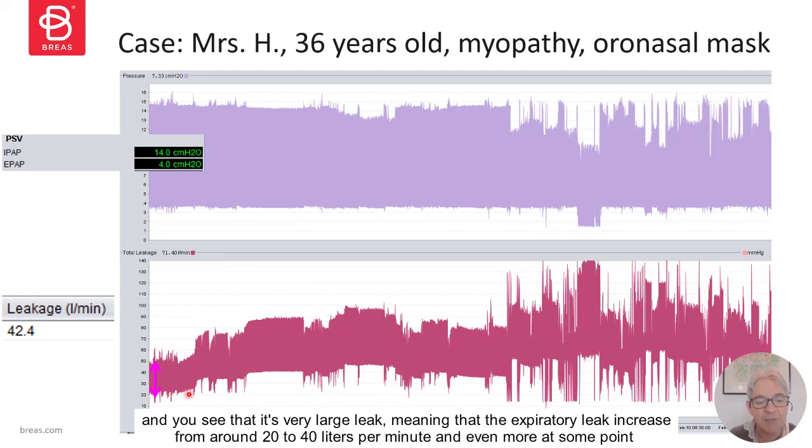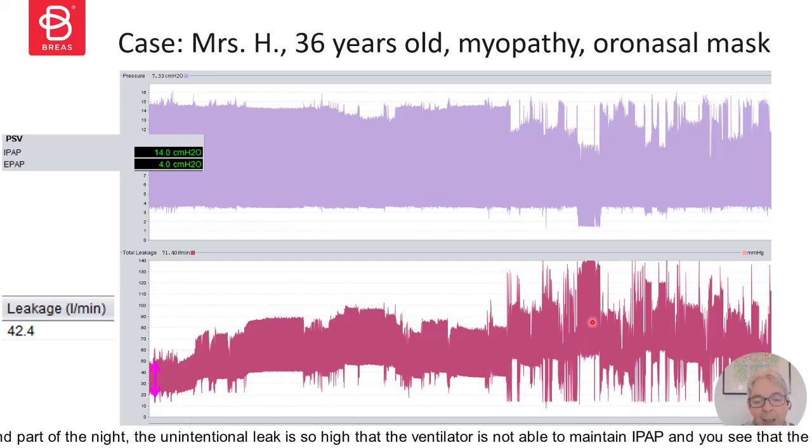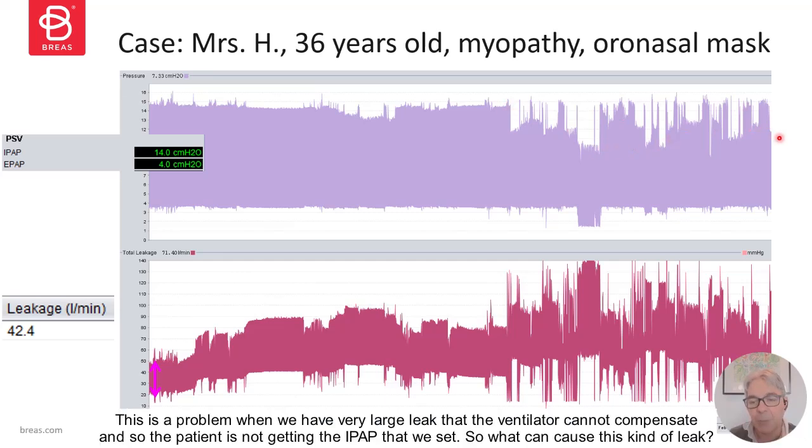And you see that it's a very large leak, meaning that the expiratory leak increased from around 20 to 40 liters per minute and even more at some point, okay? And in the second part of the night, the unintentional leak is so high that the ventilator is not able to maintain IPAP, and you see that the IPAP decreases. This is a problem when we have very large leak that the ventilator cannot compensate, and so the patient is not getting the IPAP that we set.